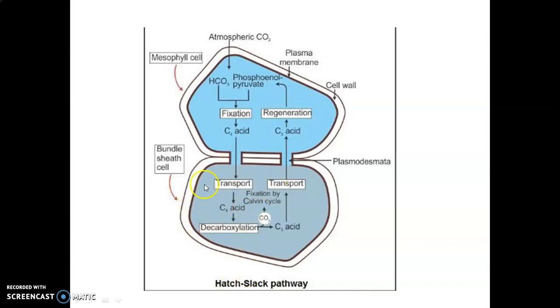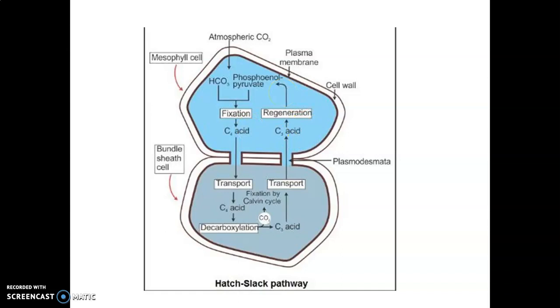So these are the mesophyll cells. Then it is transported to the bundle sheath cells. In the bundle sheath cell, the C4 acids are broken down to CO2 and C3. See, observe these steps, children. Then the C3 is transported back to the mesophyll, where it is converted to PEP, and the steps occur continuously.